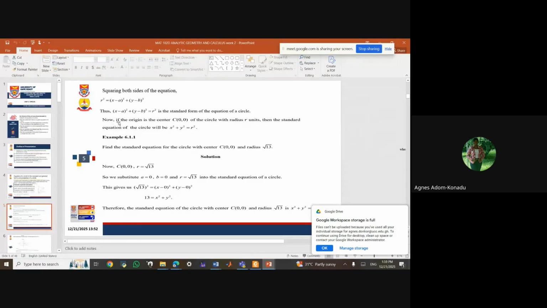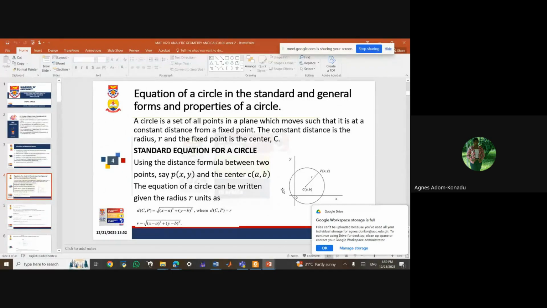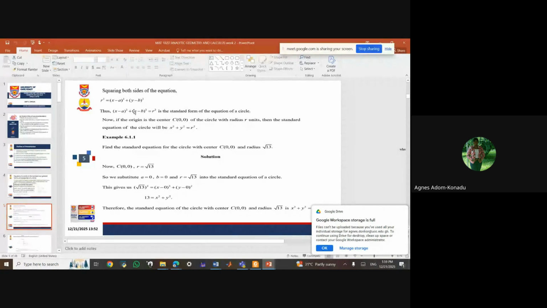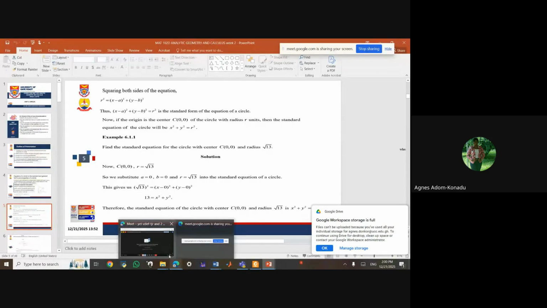Now, if the origin is the center, it means that my coordinate C will be 0, 0. So my a and b will be 0, 0. So if the center is the origin, then what will the equation of the circle be? x minus 0, so I'm going to get x squared plus y squared is equal to r squared. So if the origin is the center, what's the main card here?